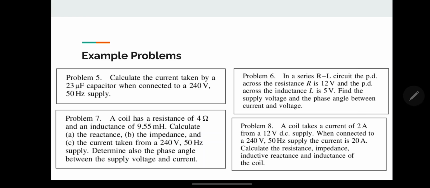Problem number 6 says: in a series RL circuit, the PD, we know PD is potential difference, across the resistance R is 12 volts, and the PD across the inductance L is 5 volts. Find the supply voltage and the phase angle between the current and voltage. It's a pretty simple question if you remember most of the formulas we've discussed.